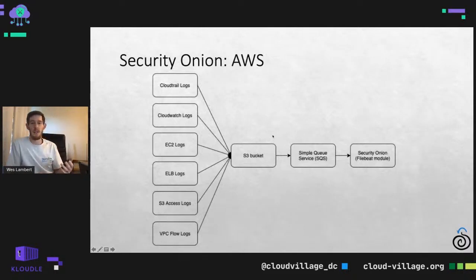Similarly with AWS, in addition to all of the great traffic mirroring, you can pull in stuff like CloudTrail logs, CloudWatch, EC2, VPC Flow, all of it into S3 and SQS. Pull that in using those Filebeat modules that are tied in with Security Onion and the Elastic Stack.